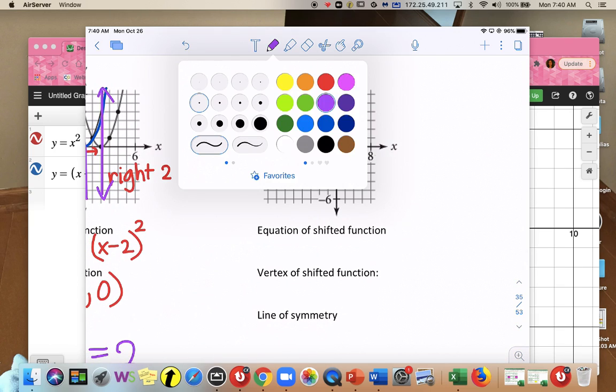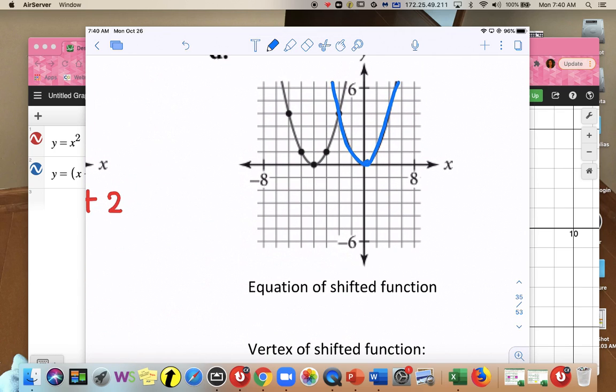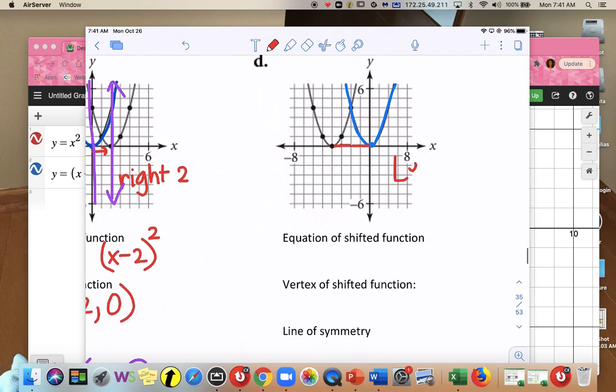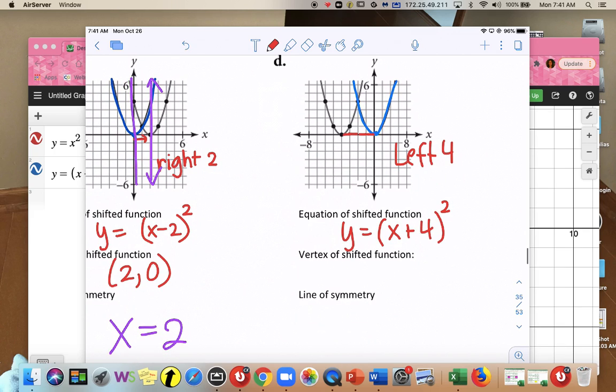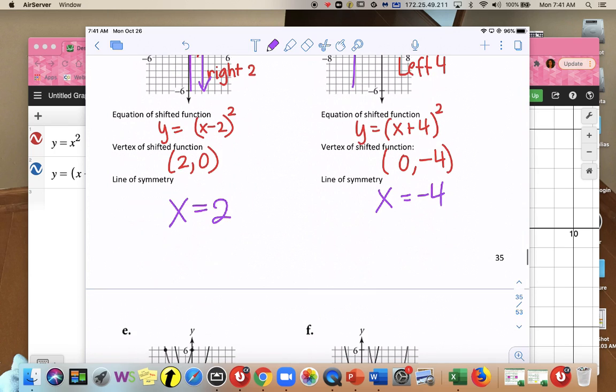All right, so for D, again, the parent function is the one that has a vertex at 0, 0. And this one shifts to the left. 1, 2, 3, 4. Left 4. So I know that my shifted function, the only thing in the parentheses is the x in the left or right shift. And it's opposite of what I think, so left will be plus 4. Doesn't go up or down, so there it is. The vertex would be negative 4, 0. And the line of symmetry, again, did shift left 4 as well. So our line of symmetry, again, an x equation because all along the line, the x value is negative 4. Okay, 2 more and then we'll talk about patterns.